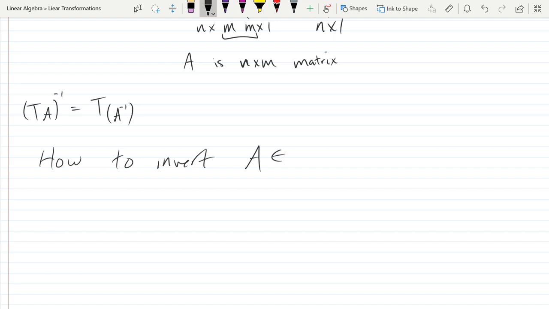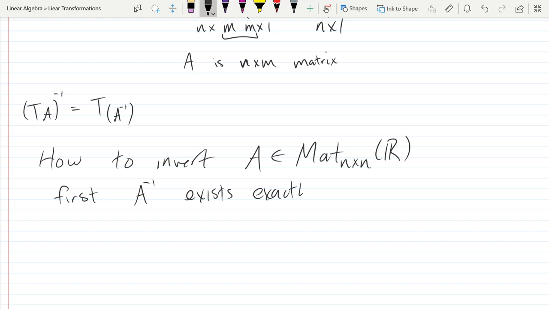So first of all, your matrix has to be square. So it's got to be an N by N matrix, usually over the real numbers. All right, before we even try to invert, how would we know it's possible? Take the determinant. And what property of that determinant would we be looking for? It's either zero or not. Thinking of real numbers, zero does not have a multiplicative inverse. So a zero determinant means you don't have a multiplicative inverse for your matrix. So first, A inverse exists exactly when the determinant of A is not zero.